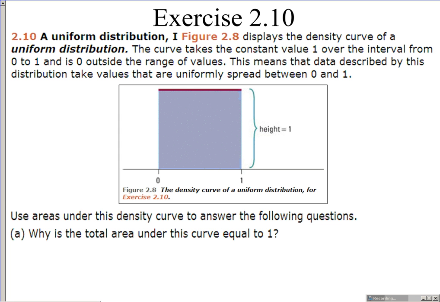And remember, the area under any density curve has to be equal to 1. Use areas under this density curve to answer the following questions. First one, what is the total area under the curve? Well, how do we find the area of a rectangle or square in this case? B times h, base times height, which is 1 times 1. The area is 1, which we know has to be true if this were a density curve.